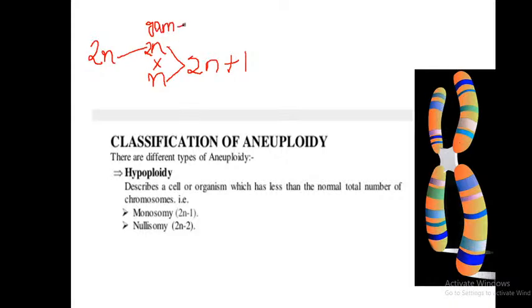2n is an abnormal gamete, right? As a result of non-disjunction, a cell has 2n chromosomes. This is a normal gamete and this is an abnormal one. If 2n fuses with n, as a result of that, the individual which is formed will have 2n plus 1 chromosomes, and this condition is known as trisomy.